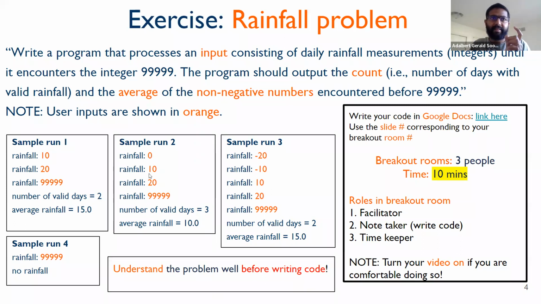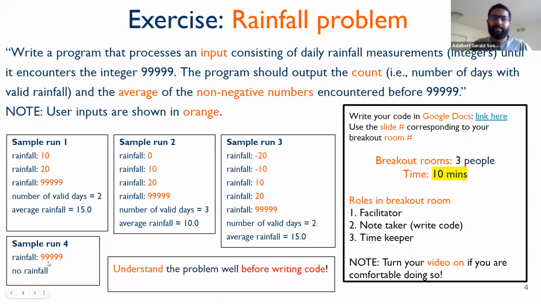So the answer here is that there are 3 rainfalls: 0, 10, and 20. The total is 30, and 30 divided by 3 valid days is 10. So the number of valid days is 3, and the average rainfall is 10. But here you can see minus 20, minus 10, 10, and 20. Clearly minus 20 and minus 10 are negative numbers, so we are not going to include them. The only valid rainfall measurements here are 10 and 20, so the number of valid days is 2, and the average rainfall is 15.